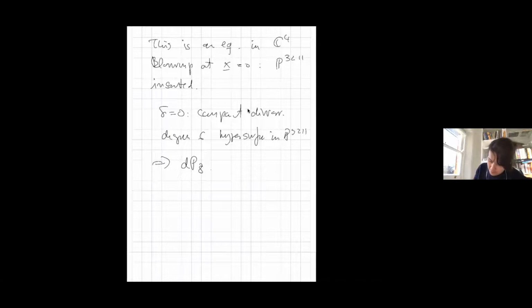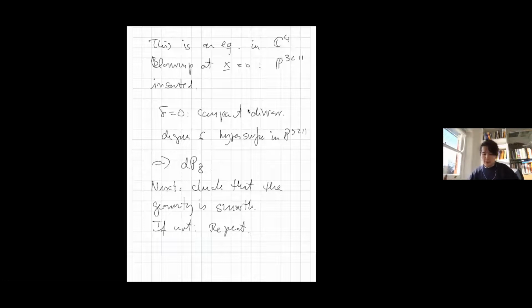So next you need, of course, to check that the geometry is smooth, and if not, repeat. In general, you would have to continue doing all these blowups. In this case, it's smooth already, thanks to the fact that this was a very nicely chosen isolated singularity. So this is actually already a model. It's a DP8 surface. This is a model for the rank 1 E8 theory in 5D. But the problem is that because it's isolated, you see nothing of the nice flavor symmetries and so on.